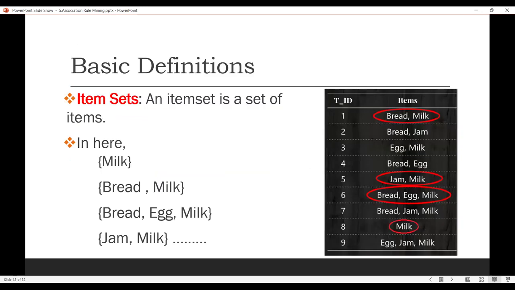Okay. Before moving directly to the question, there are some terms I need to explain, right? So the basic definitions before you move to the questions on association rule mining. I will explain some basic definitions, right? That is not a big thing. If you know the basics, then only you can apply association rule mining with the Apriori algorithm, right?